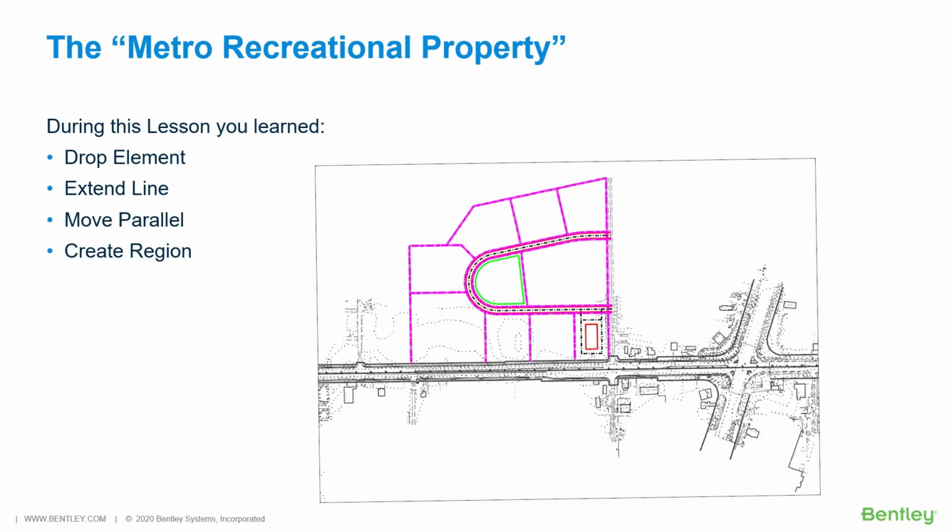During this lesson, the Metro Recreational Property area was created on the proposed site plan. This began by using Drop Element to break apart the existing property lines, reducing them to individual line segments. The resulting property line geometry was then offset an exact distance with Move Parallel to create the recreational property boundary. Dropping more complex geometry to individual segments made it possible to work with only the desired pieces of the property line geometry. A shape was then created from the segments that made up the recreational property boundary using Create Region.